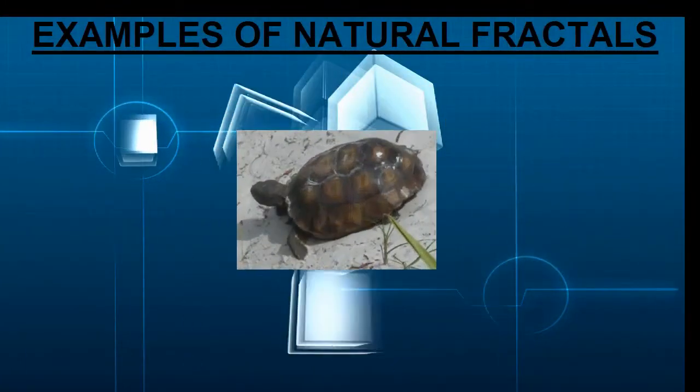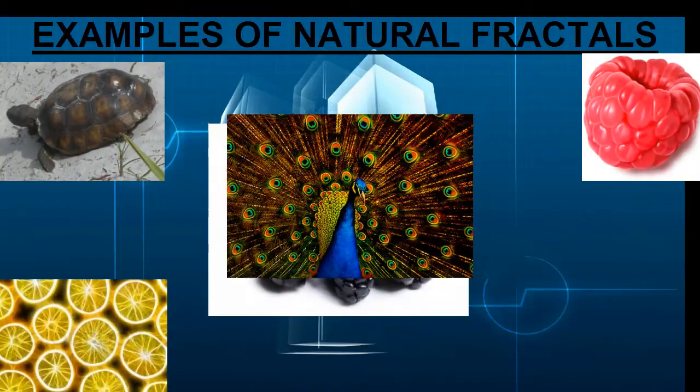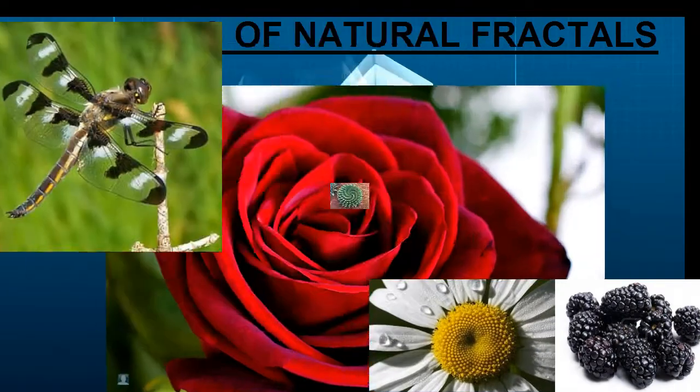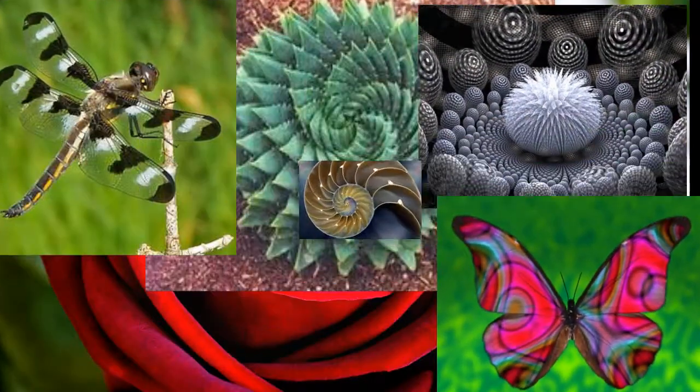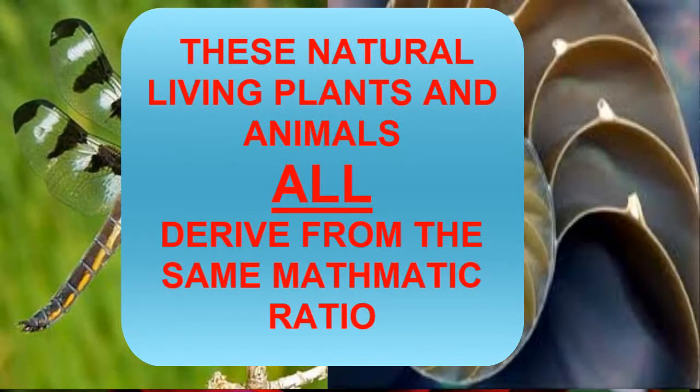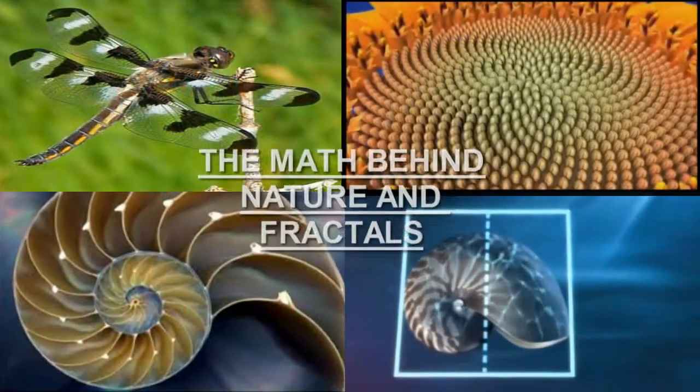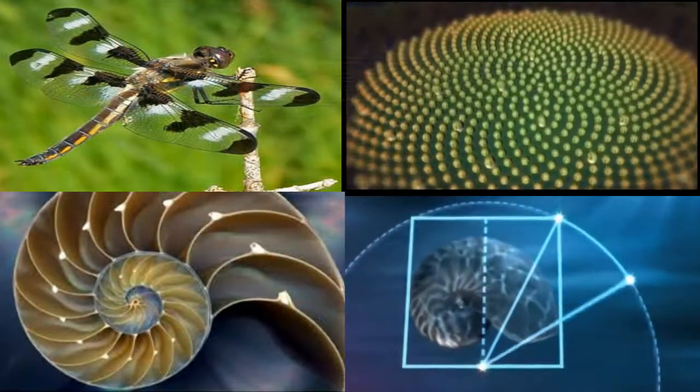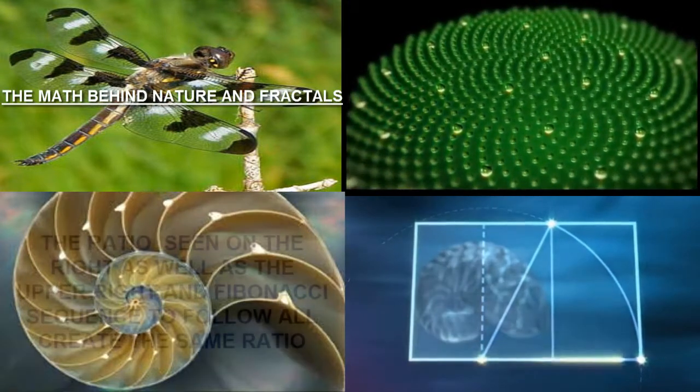These pictures represent fractals in nature. Flowers, food, fruits, and animals, including ourselves, are all fractals. These natural living plants and animals all derive from the same mathematic ratio. Let's take a look at two mathematic formulas we see in everything: the Fibonacci sequence and the golden ratio.